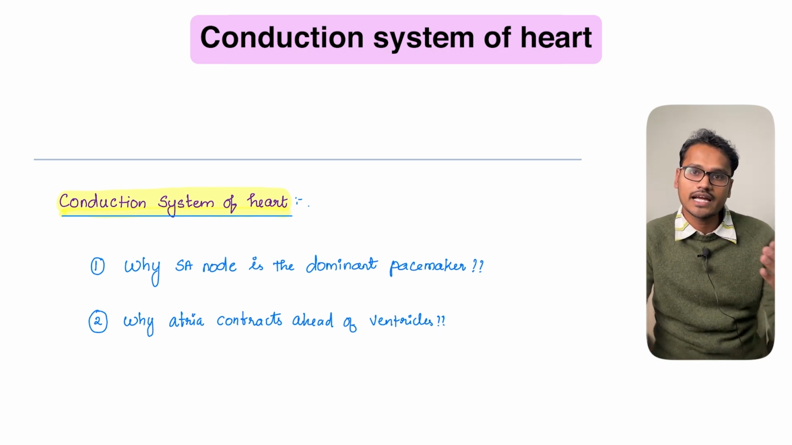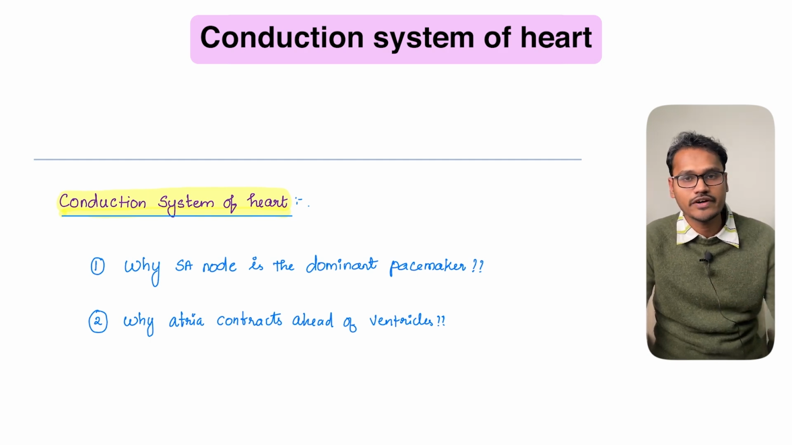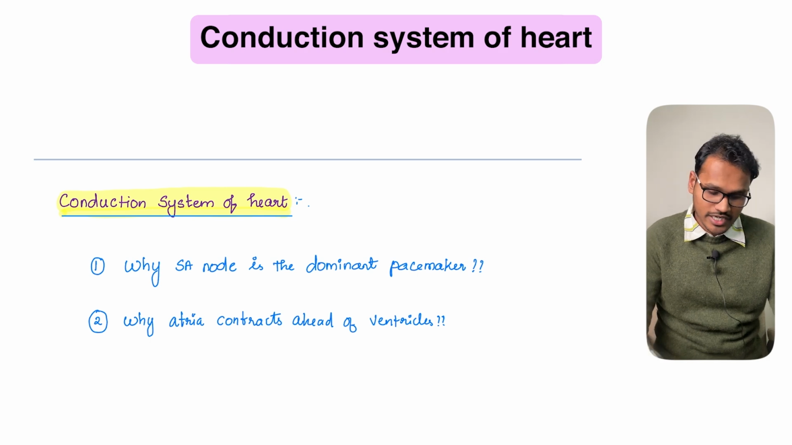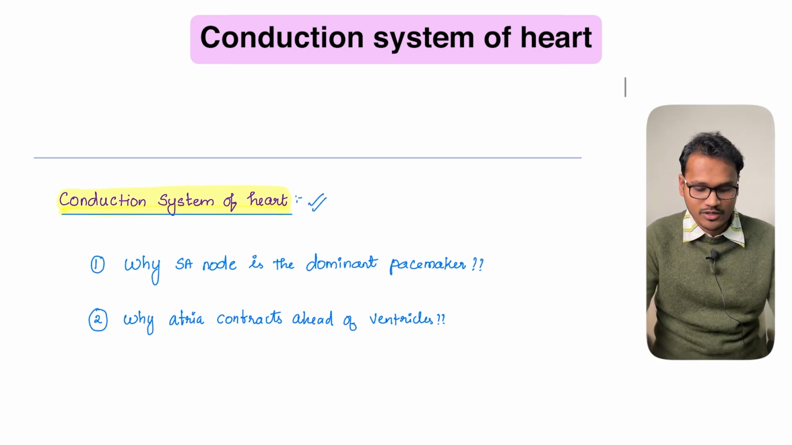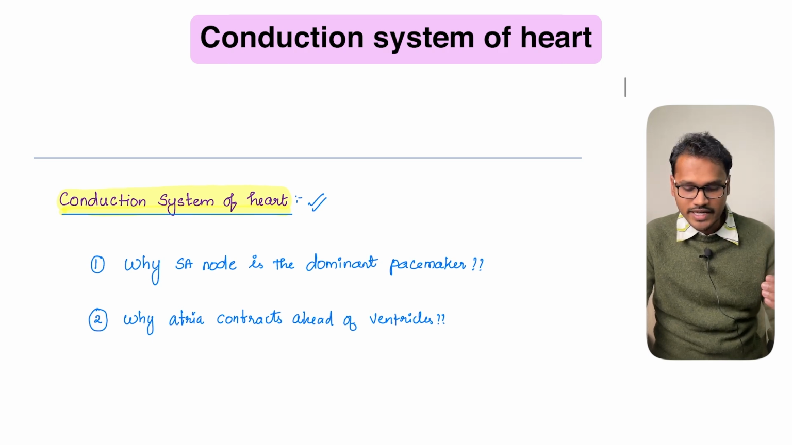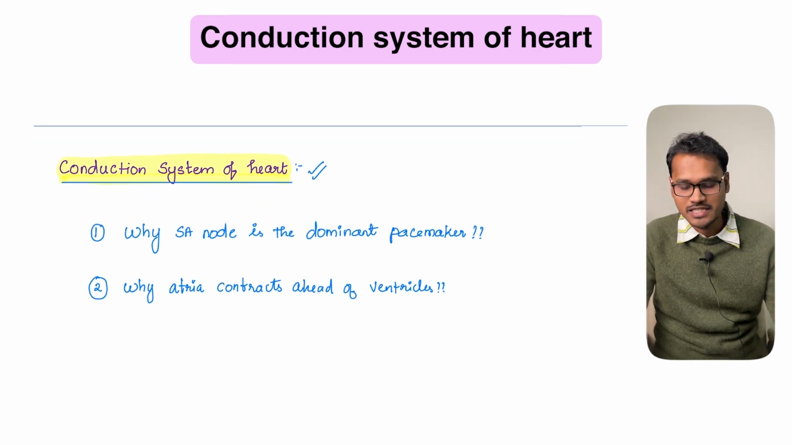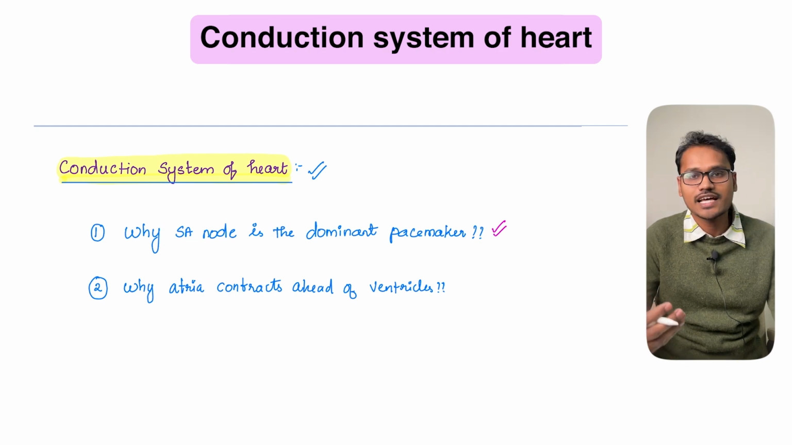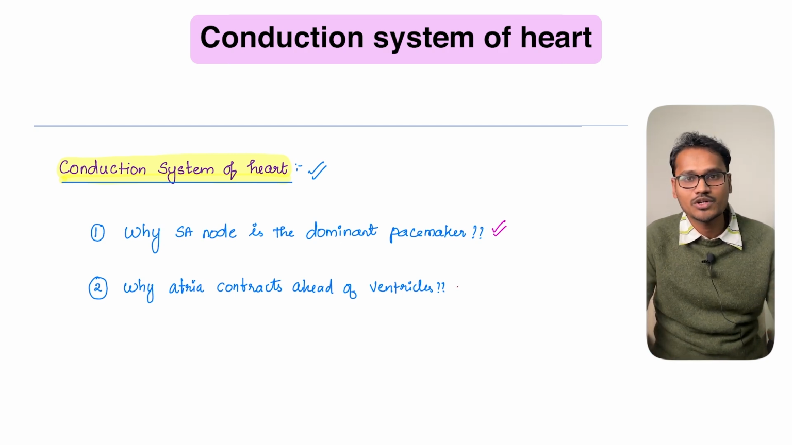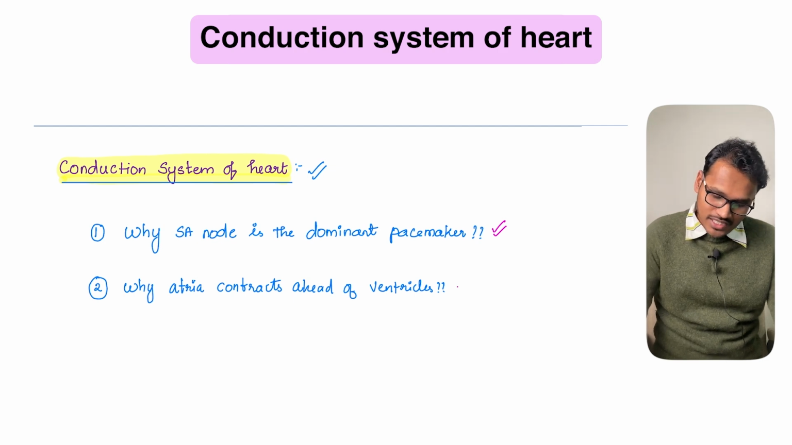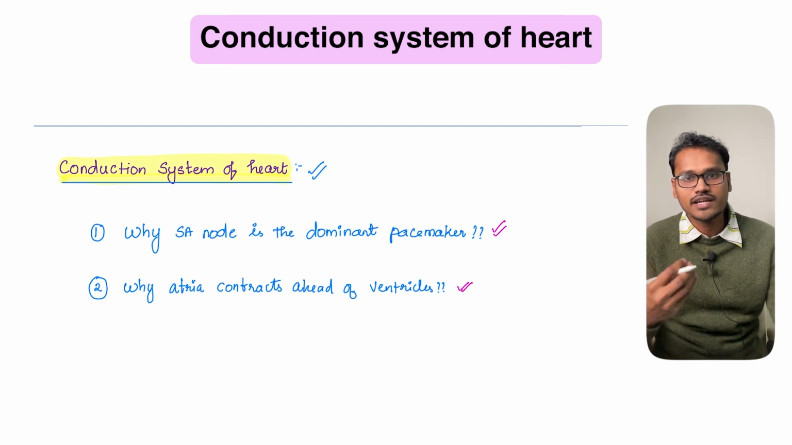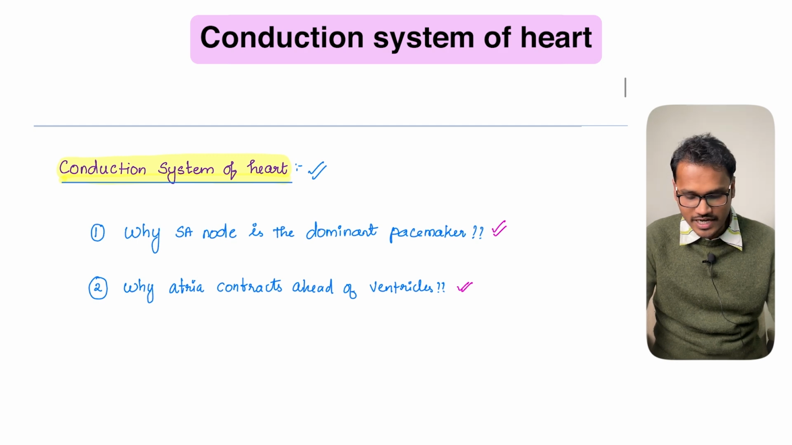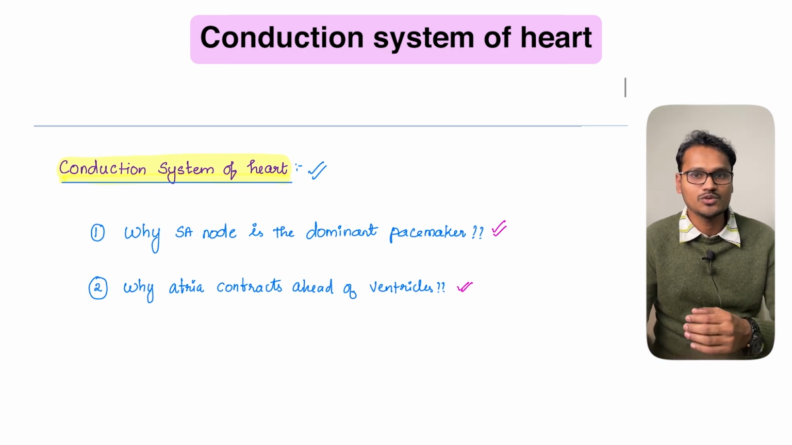If you remember, in the cardiac muscle I told you there is the proper myocardium, and second, the modified myocardium. That modified myocardium is nothing but our conduction system of the heart. Before going into this chapter, I would like to ask two questions. Why is the SA node the dominant pacemaker? We will get the answer as we go through the lecture, but this is one important question. And the next one is, why do the atria usually contract ahead of the ventricles? We will try to find out the answers for these along the course of the lecture.